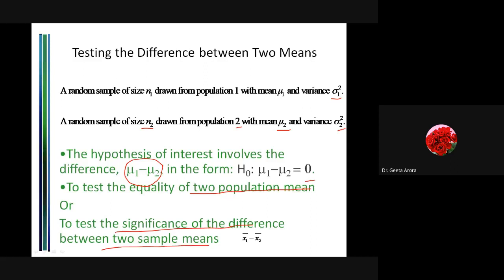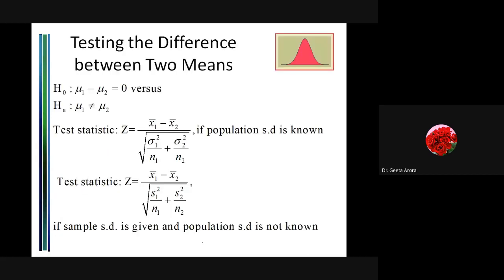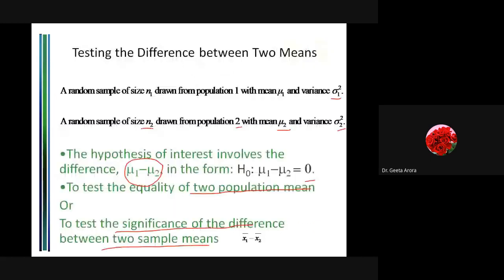Actually here we are looking at two samples from two populations, but sometimes we also consider two samples from the same population, as we have discussed, where we are looking for the significance of the difference between the two sample means. So if there is only one population, it is also feasible to go for the difference of means.